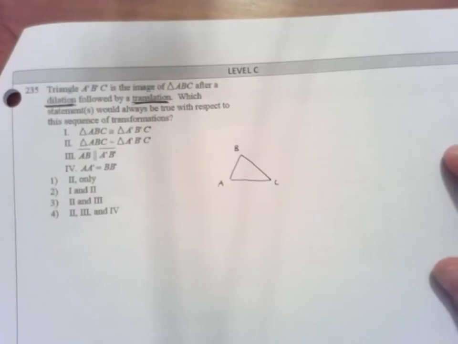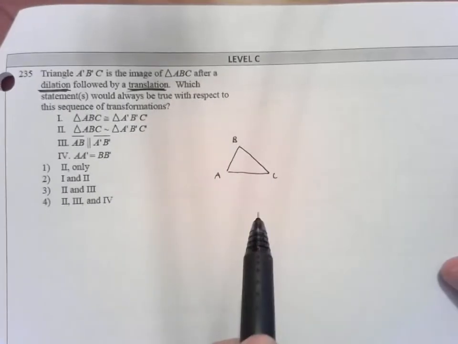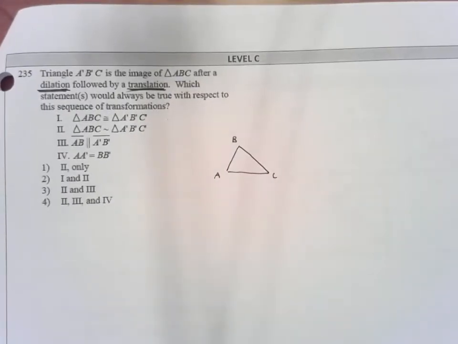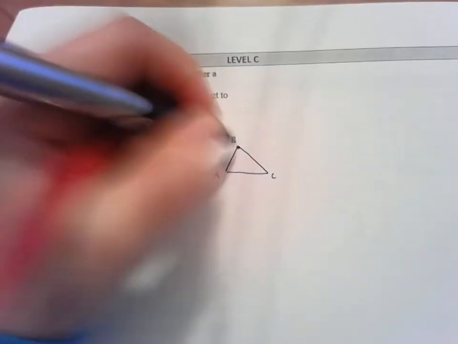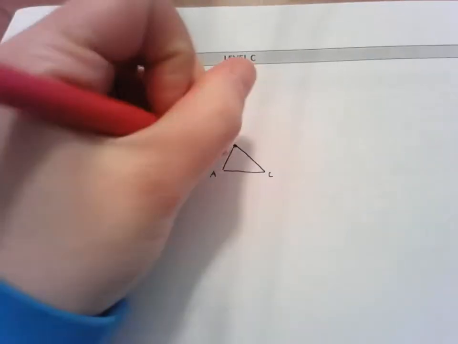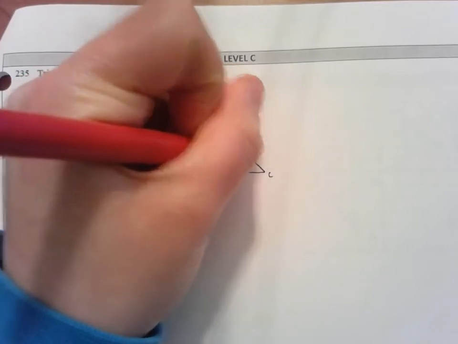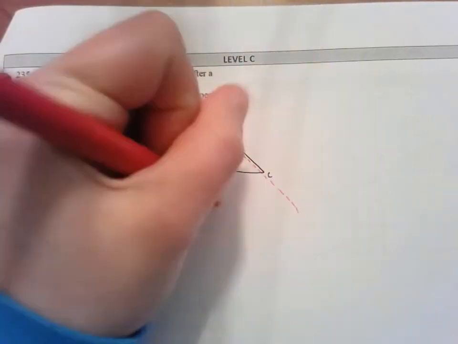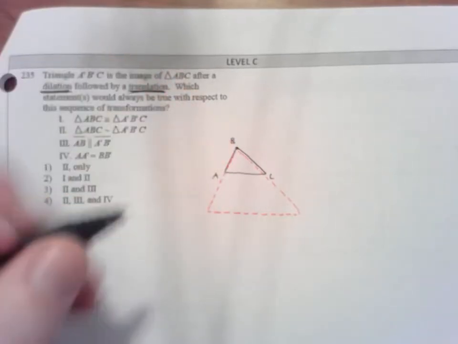And it is first dilated. I am going to dilate it about one of the points on the figure. It doesn't matter which one you dilate it by. I'm going to use a different color. Let's dilate around point B. When I do that, points A and C will move further away from point B. I'm doing this with a dashed set of lines because this isn't my final image. This is just a step in the process.